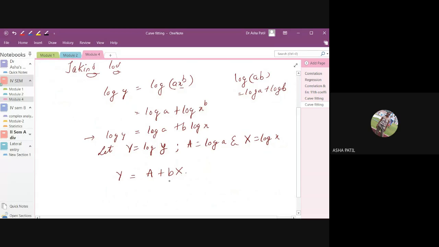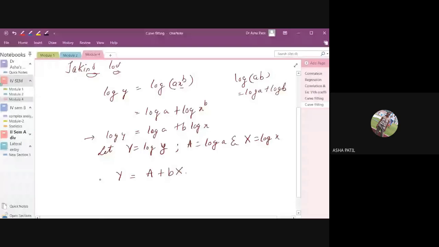What does Y equal to A plus bX represent? It represents a straight line equation. Nothing but a straight line, and you have already studied how to fit a straight line. Now it is converted into a straight line.